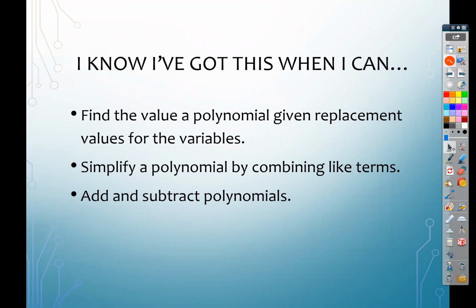All right, I know I've got this. I can find the value of a polynomial given replacement values for the variables, simplify a polynomial by combining like terms, and add and subtract polynomials.